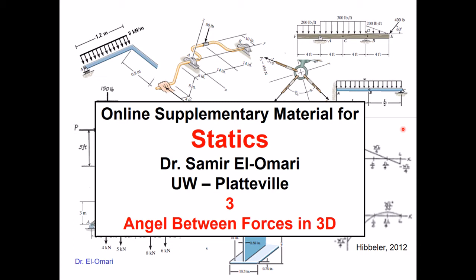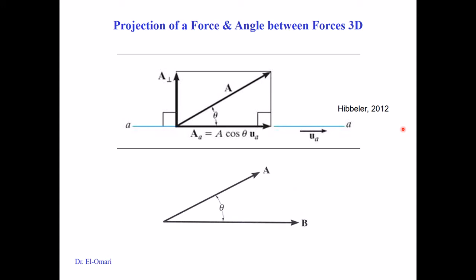In this session, you'll learn how to find an angle between forces in 3D. In design, it's important to find two things. First, the angle between a force and another in 3D, here represented by theta. Or also, if you have a force in 3D and you have a line. Lines in 3D are always represented with unit vectors by finding the position vector and its magnitude.